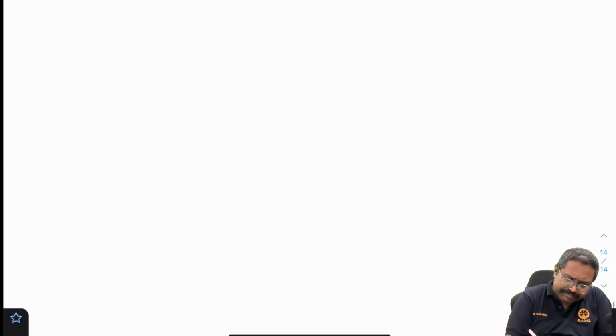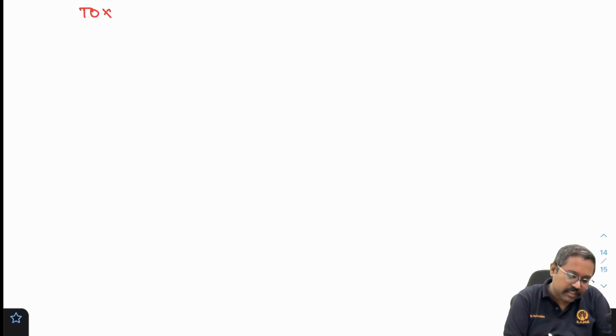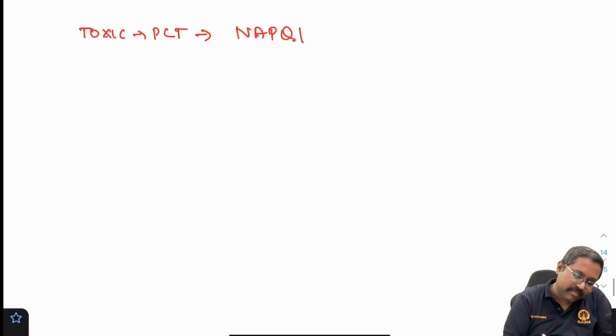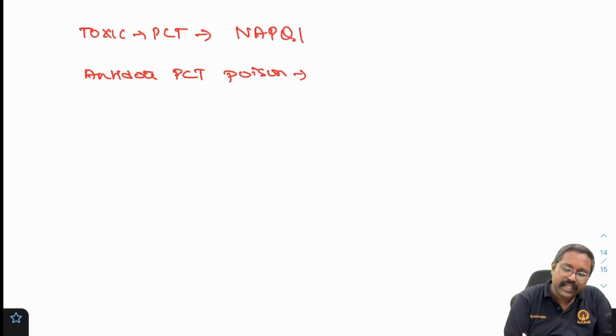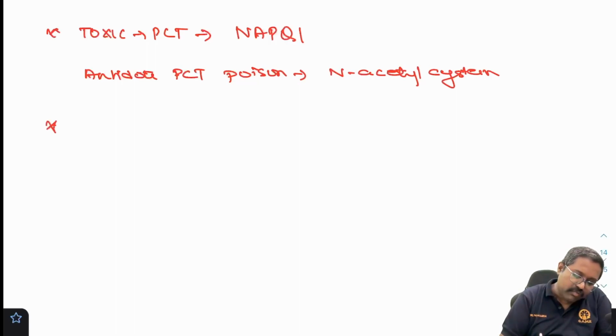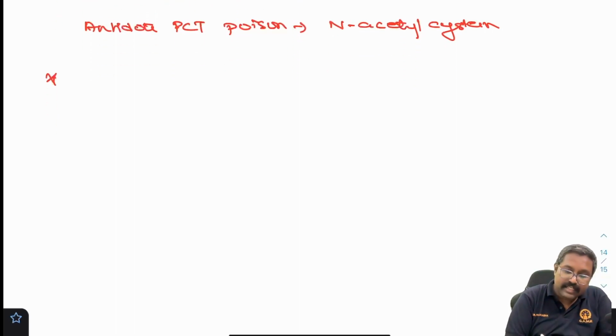bisphosphonates. And next, there are some more drugs we need to remember, which is the toxic metabolite of paracetamol. It is your N-acetyl-para-benzoquinone imine, and the antidote for paracetamol poisoning is N-acetyl cysteine.